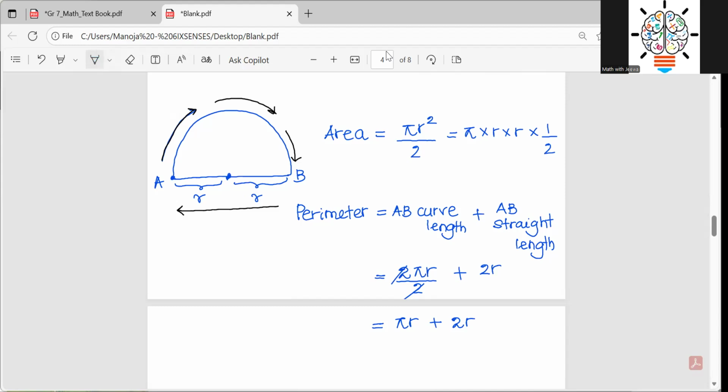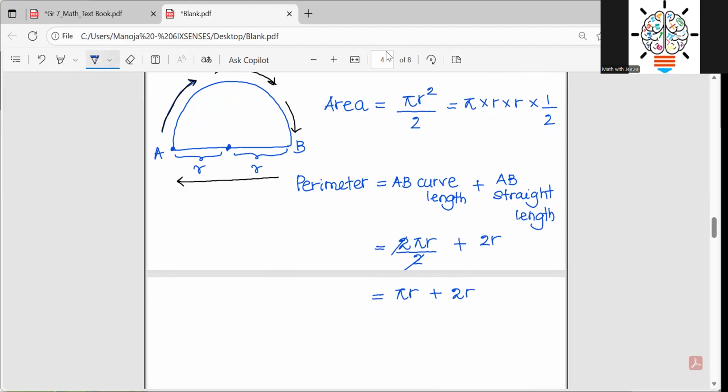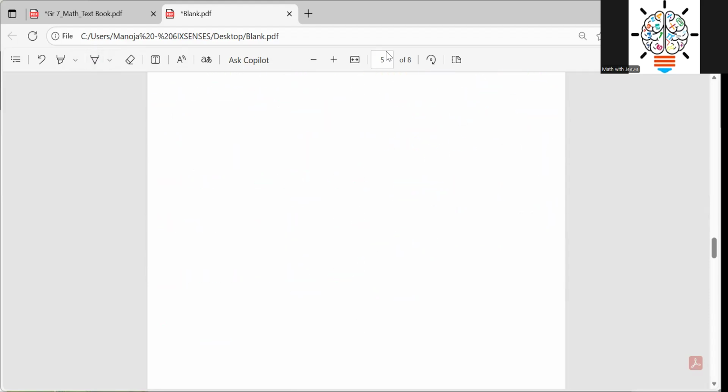Let's say they have used the πD. By any chance, they have used the πD. Perimeter is equal to πD, which is the full circle, divided by 2, plus the straight edge, which is D, because 2r is equal to D. So then you have something like this. Here πD, the whole thing, divided by 2. The next one, 2πr, the whole thing divided by 2. And you can simplify and finally you can write πr plus 2r. Okay, then we will move to the next one.